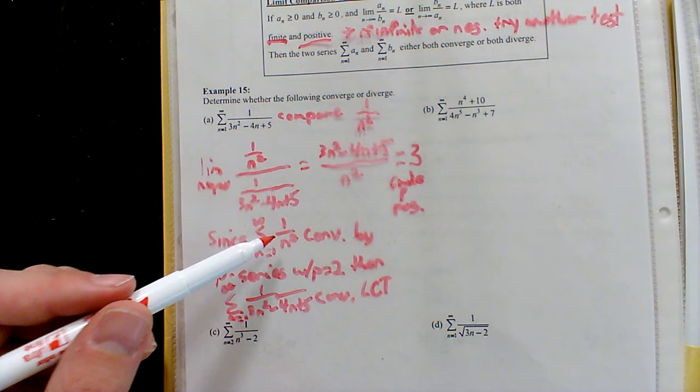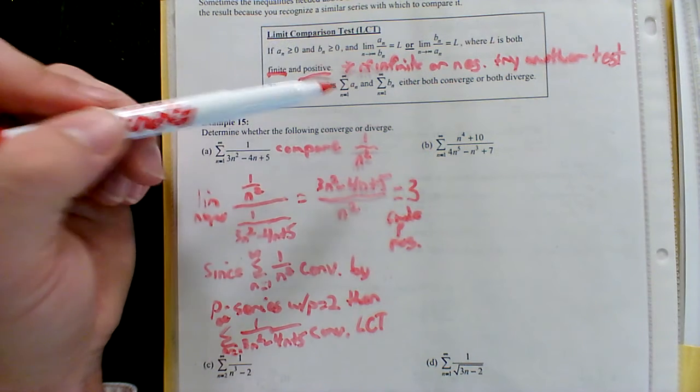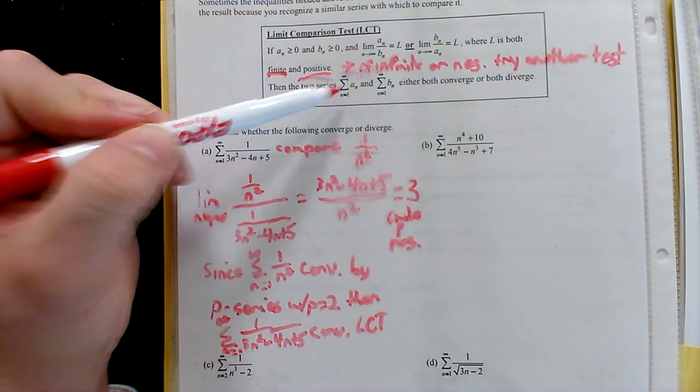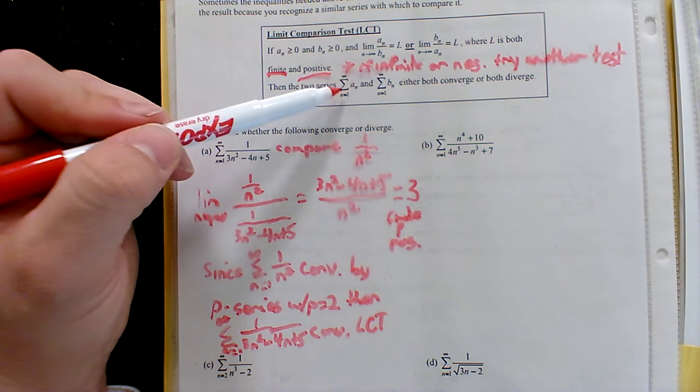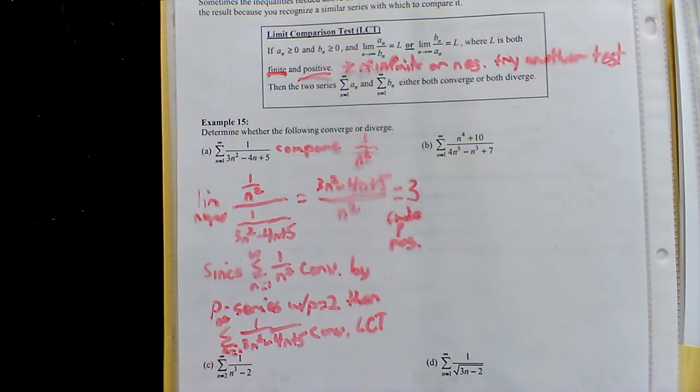Now the reason you check this one is up above because it says if it's finite and positive, then if the an converges, the bn would converge, or if the an diverges, then the bn would diverge, the series or summations of both. So that's it for example 1.